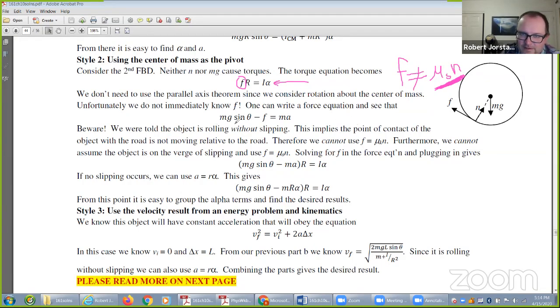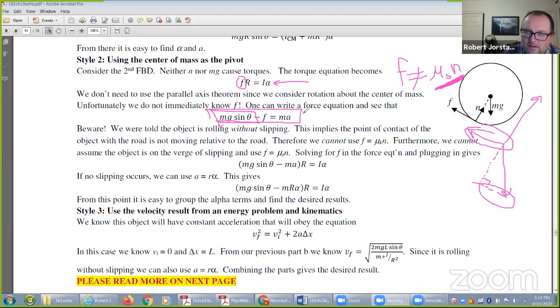Here's the force equations. I think you could agree with this one. There's an mg, which has a component this way and a component this way. There's friction this way. There's normal force. That's a little better. And so you could see that mg sine theta, this term right here, minus friction equals ma.